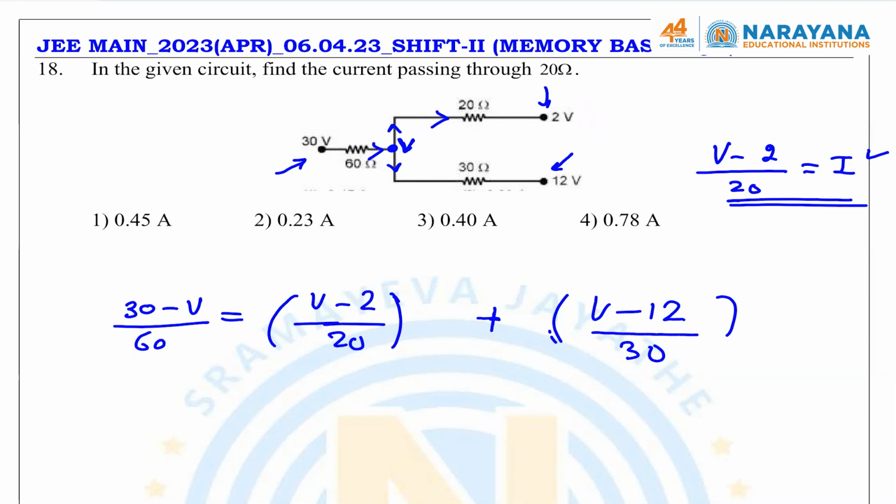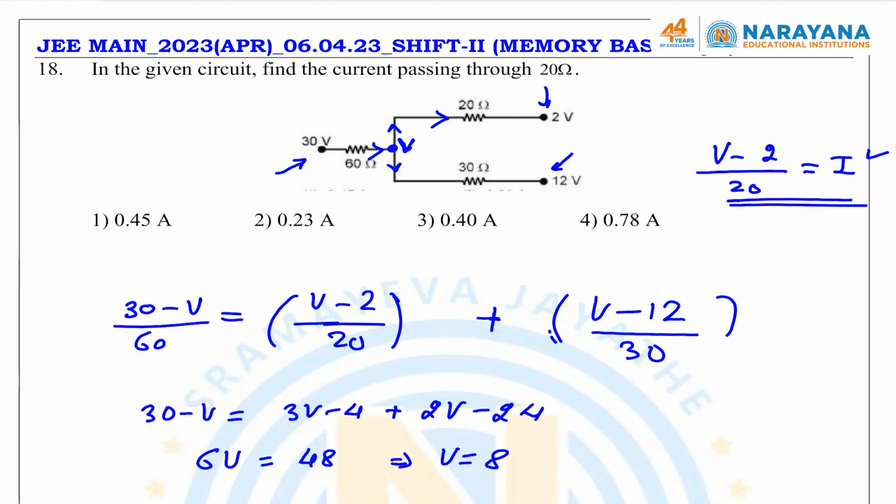Let's multiply this whole thing by 60. So I get 30 minus V is equal to 3V minus 4 plus 2V minus 24. So 3V, 2V, 5V plus V, 6V, and this is 30 plus 4, 34, 38, 48. So I'll get V as 8 volt. If V is 8 volt, the current will be V minus 2, 8 minus 2 by 20, that is 6 by 20. Did I make some mistake? Looks like I have done some calculation mistake.